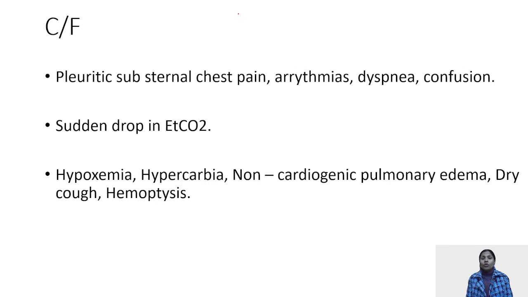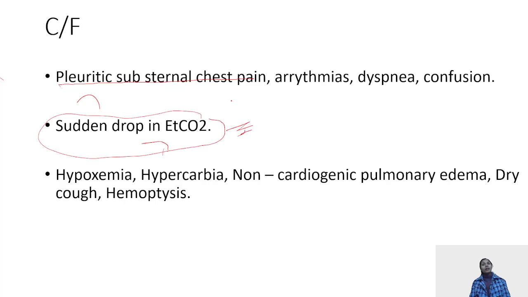The clinical features of the embolism are pleuritic substernal chest pain. Please remember this. The characteristic feature of the pain is pleuritic substernal chest pain followed by arrhythmias, dyspnea, and confusion. In pulmonary embolism, you have just the opposite of malignant hyperthermia, and we have a very sudden drop in EtCO2. You have hypoxemia, hypocarbia, non-cardiogenic pulmonary edema or negative pressure pulmonary edema, dry cough, hemoptysis. All these clinical findings are found in the patient with venous air embolism.